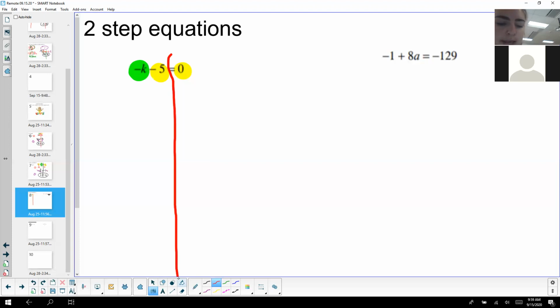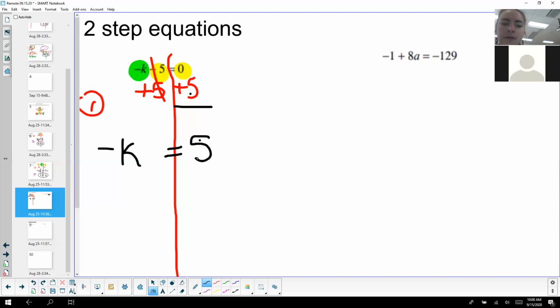So step one, in order to cancel that negative 5, I'm going to go ahead and add 5 to both sides of the equal sign in order to get rid of that on the left side. So I'm going to rewrite negative k equals 0 plus 5, which gives me 5.